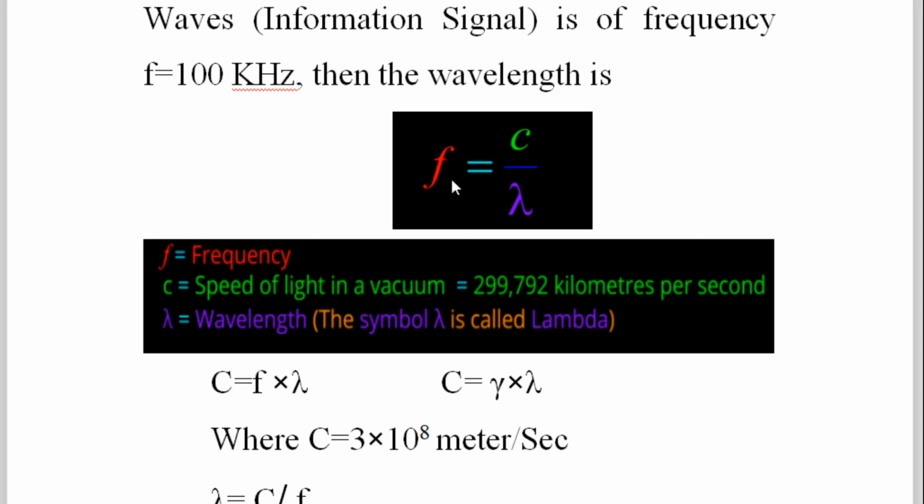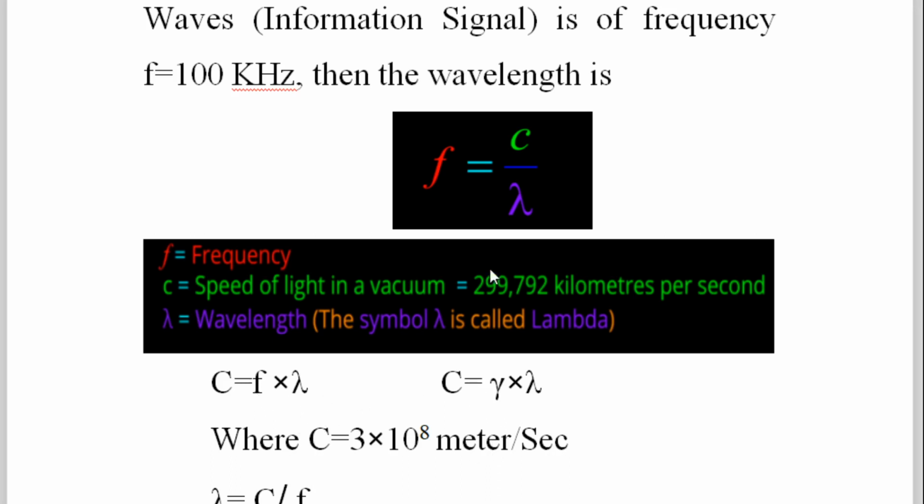Sometimes it is given as c is equal to f into lambda, simple multiplication. Or sometimes this equation is stated, instead of frequency f, it is denoted by the symbol mu. Mu is the frequency. C is equal to mu lambda. So various reference books or textbooks are using various symbols for frequency.